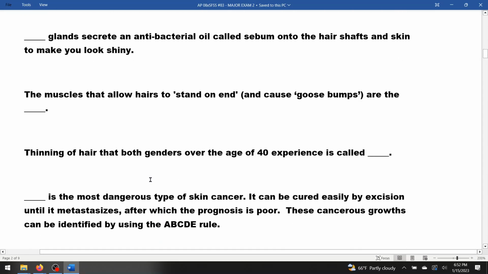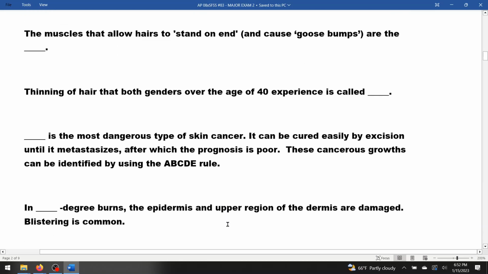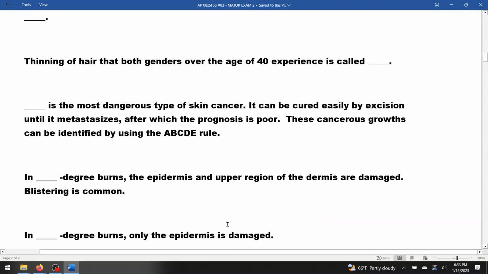Blank is the most dangerous type of skin cancer. It can be cured easily by excision until it metastasizes, after which the prognosis is poor. These cancerous growths can be identified using the ABCDE rule, and these, of course, are the melanomas. Melanoma. In blank degree burns, the epidermis and upper region of the dermis are damaged. Blistering is common. Well, since it involves the dermis, it's a second degree, and that's the answer. Second degree burn. Not the worst, not the least.